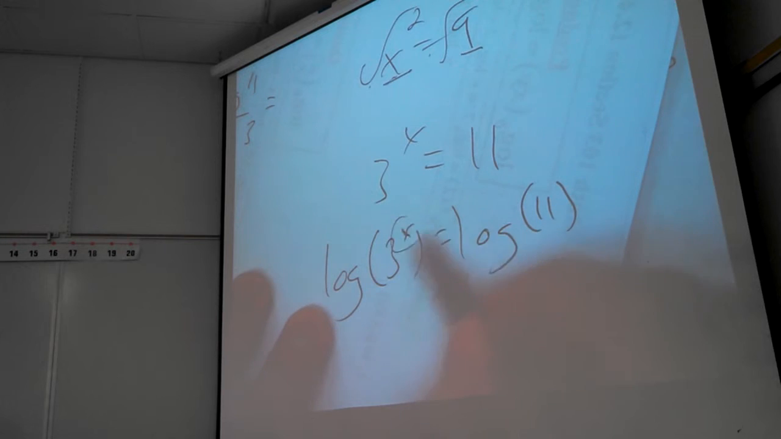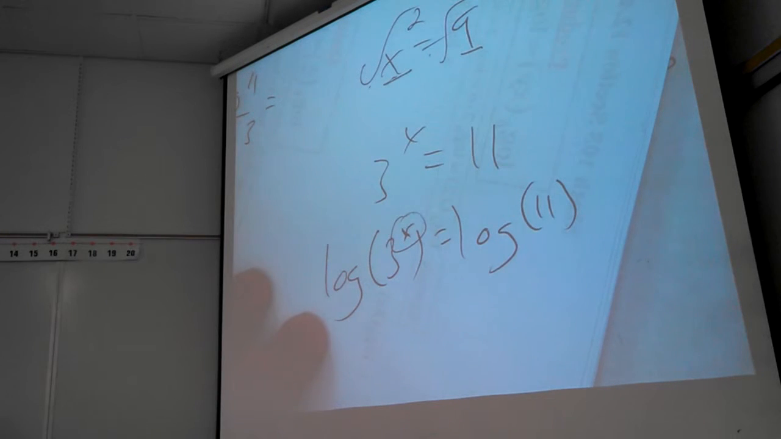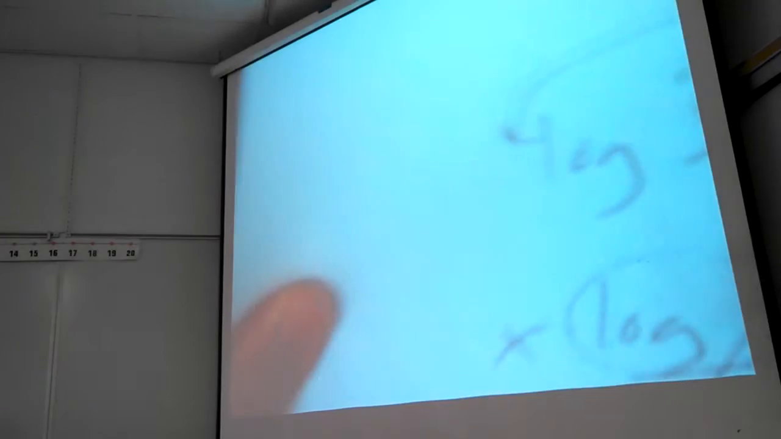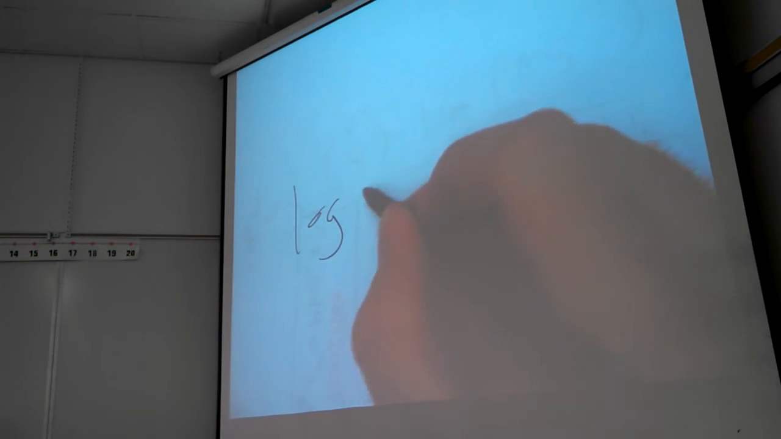And since I did that, what can I do with that x? I can bring it down. It's a property of logarithms. All right. I mean, that's all there is to it. Now, the other question is more important. Why can you do it?